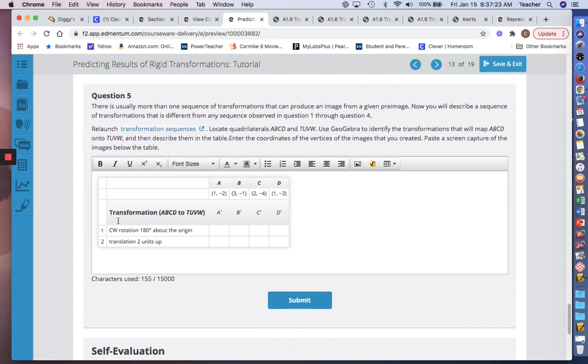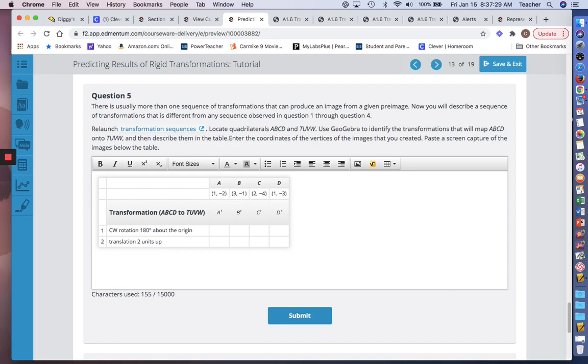So the first thing they do is to do a clockwise rotation of 180 degrees. So there's a cheat code for that. 180 clockwise.